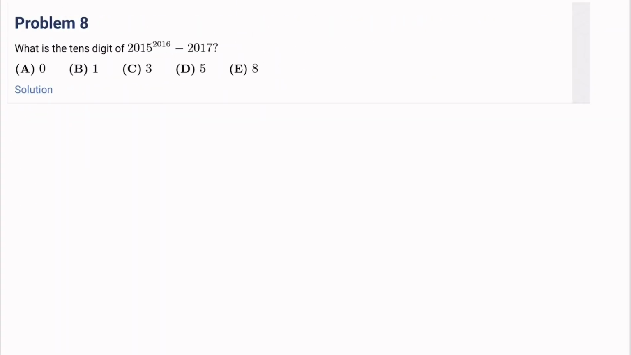It's C. Number 8. What is the tens digit of 2015 to the 2016th power minus 2017? Right. So first of all, 2015 to the 2016th power, since the ones digit is 5 and it is to a very high power, that means the last two digits of 2015 to the 2016th power will always be 25, right?